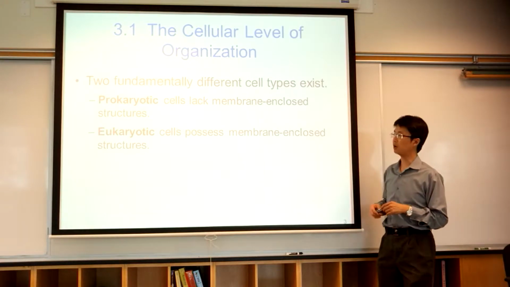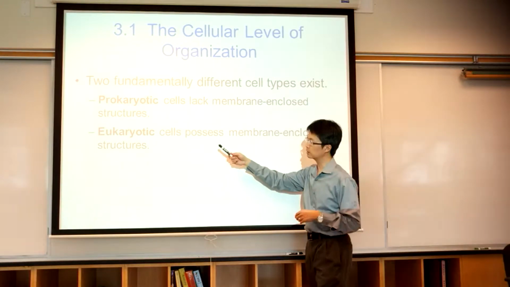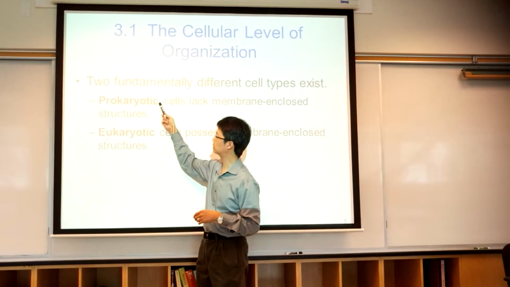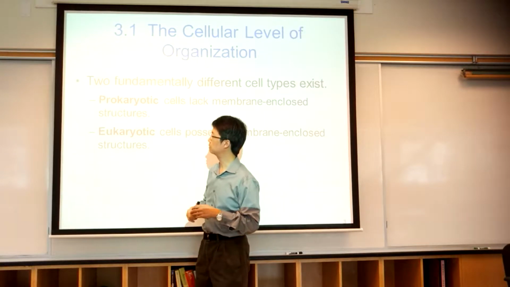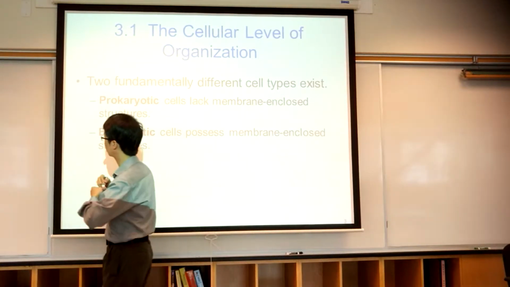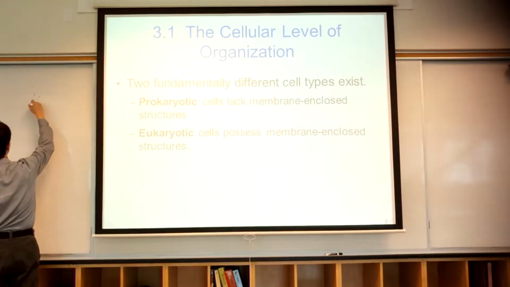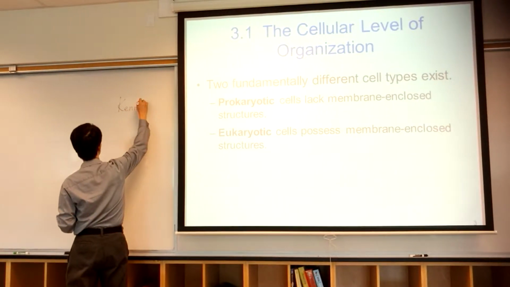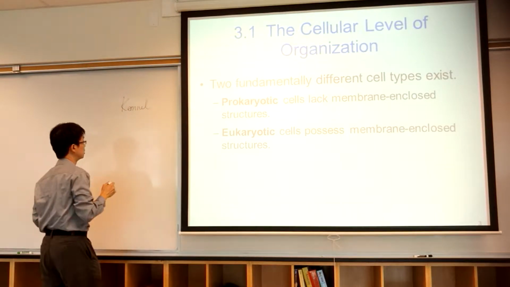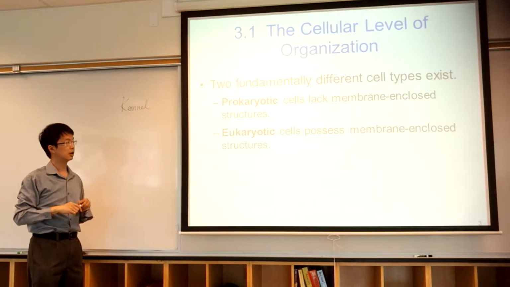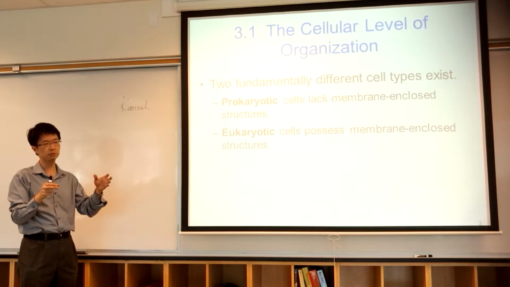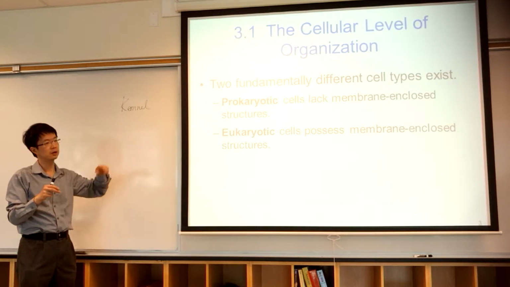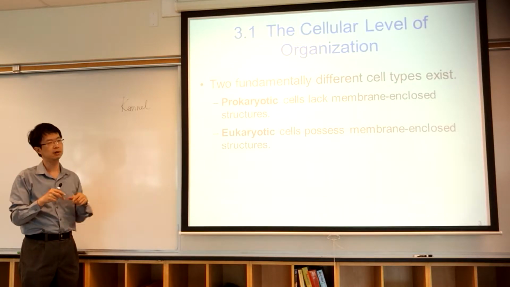And there are two types of cells: prokaryotic and eukaryotic. Karyo means nucleus. Karyo comes from the word kernel. When scientists look at a cell under the microscope, they can only see a dot. The dot that they see looks like a kernel. That's why they call it karyo.